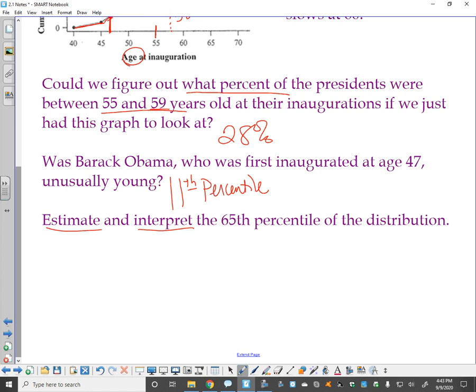Estimate and interpret the 65th percentile of the distribution. My estimate would be about 58 years old. The interpretation: about 65% of all U.S. presidents were younger than 58 when they took office.